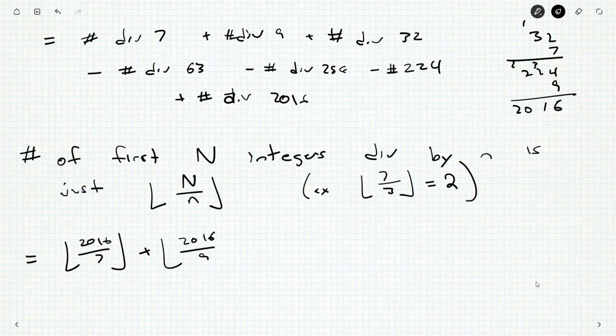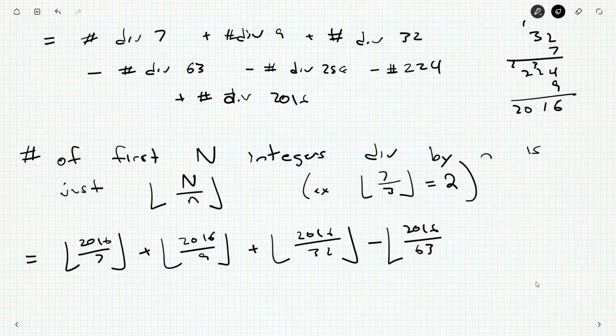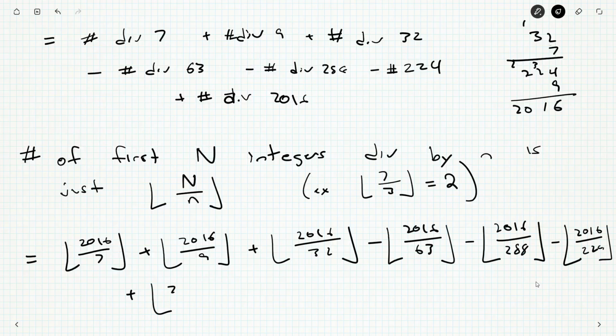2016 over 9. And we're just going to have to do a whole bunch of divisions here. And we're going to get integers out. Actually, we're going to get some very nice numbers out. 2016 over 288, 2016 over 224, plus 2016 over 2016. Now, they're all integers.